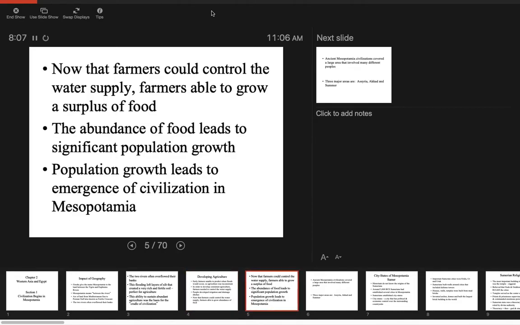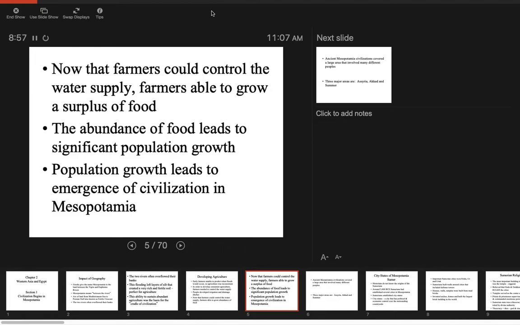All right, questions about that? This slide is really important. Now that farmers could control the water supply, they can grow a surplus of food. So now we don't just need to grow what we can eat, we can grow as much food as we can. This leads to population growth. The fact that we have a surplus of food, and not to get too much like a health class, but part of that is for women to be able to reproduce, they have to have a certain amount of fat on their body so that their body says, okay, you have enough fat that you can sustain a child, a pregnancy. And so that surplus of food allows people to eat.